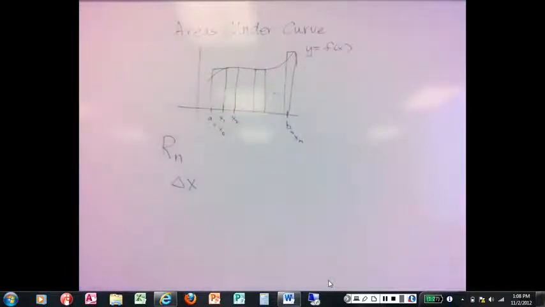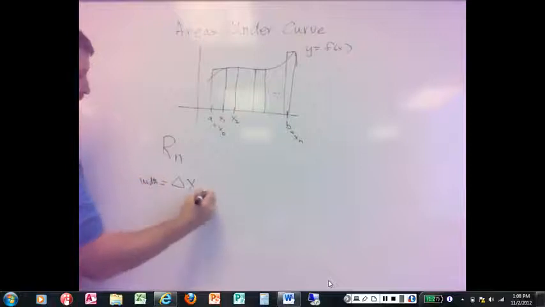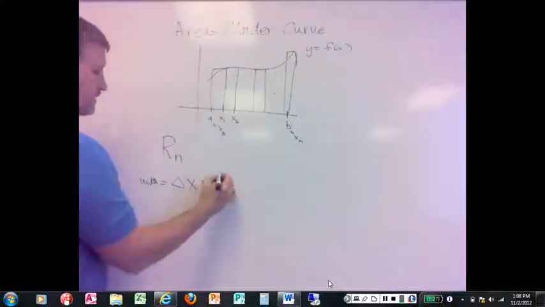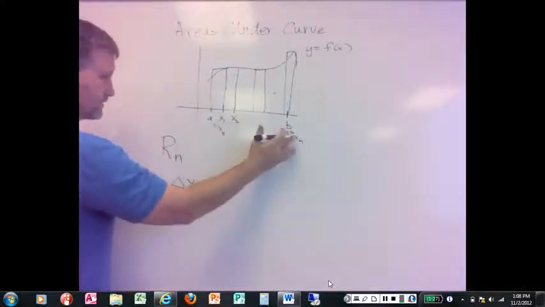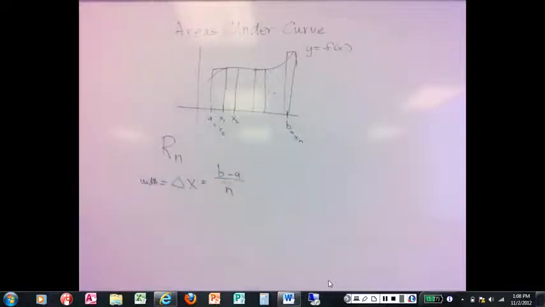So the width of each of those rectangles would be what? Well, it'd be this delta x, we call it. But what is it notationally? Well, like we said earlier, what you're going to do is just subtract the endpoints and divide by n, the number of rectangles you want. So delta x, that's an important calculation: b minus a over n. Okay, so that's the width.